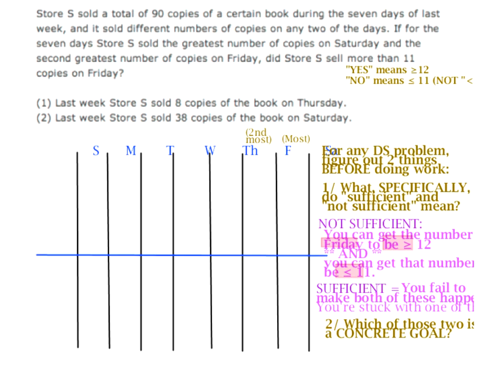So let's divide it up again, statement 1, statement 2. Last week's store sold 8 copies of the book on Thursday, and again, don't forget about these restrictions. So this has to be 8, forever and ever, amen, 8. Then the goal is to get at least 12 and then at most 11 in that column.